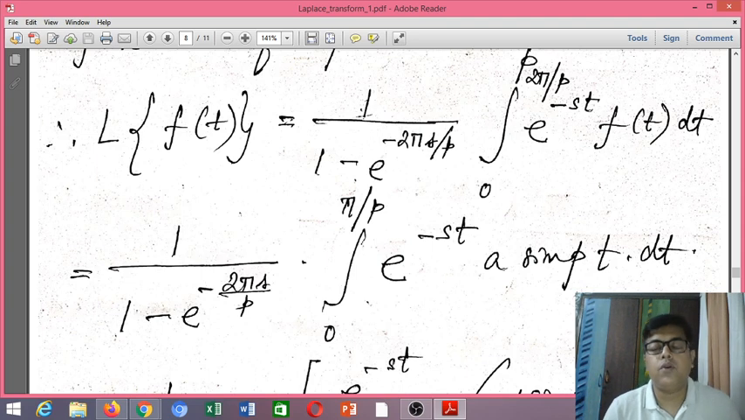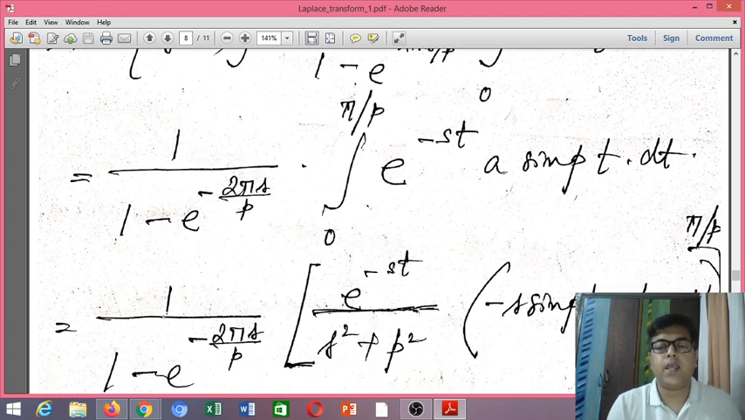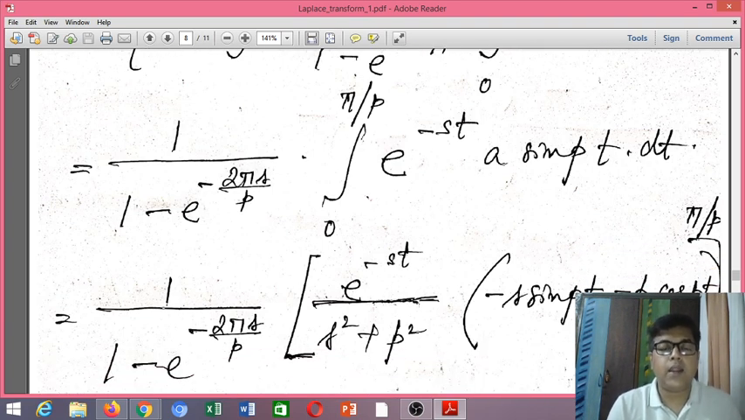Now we break this integral 0 to 2 pi by p into 0 to pi by p, integral e to the power minus st into a sine pt dt. Okay, and you can take this a outside if you like. Then if you integrate, this integration is of the form e to the power ax into sine bx dx. Now this integration can be easily performed by integration by parts, but I suggest that you should know the result, which we call a standard result of standard integrals.